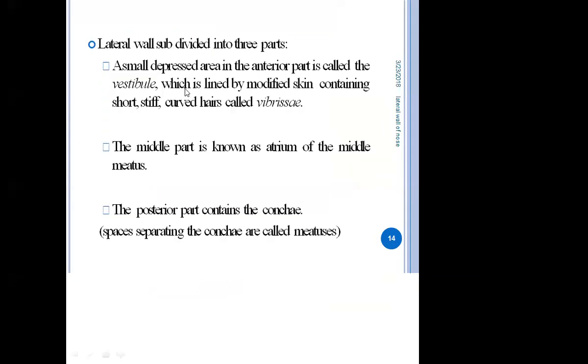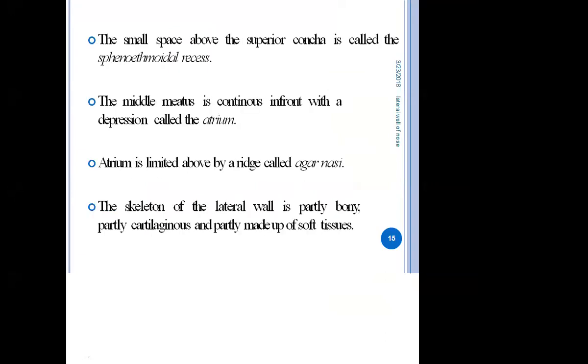So a small depressed area in the anterior part is called the vestibule, which is lined by modified skin containing short, thick, curved hairs called vibrissae. The middle part is known as the atrium. The posterior part contains the conchae. Let us discuss one by one.